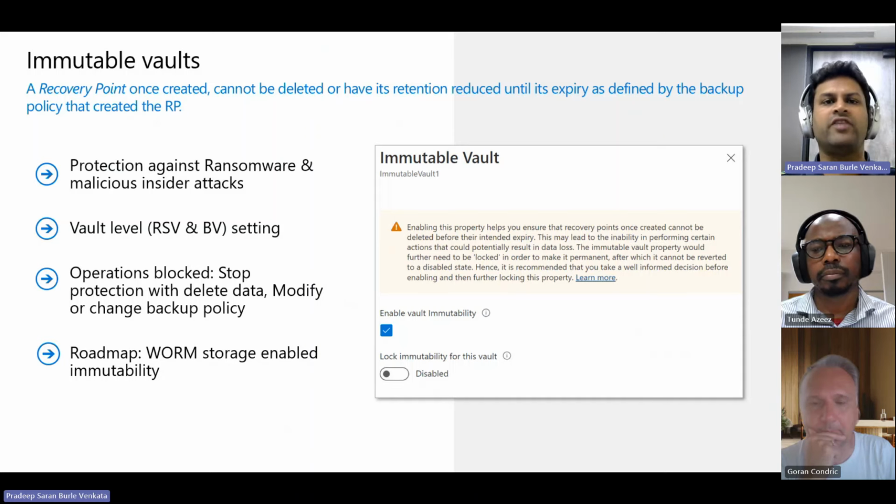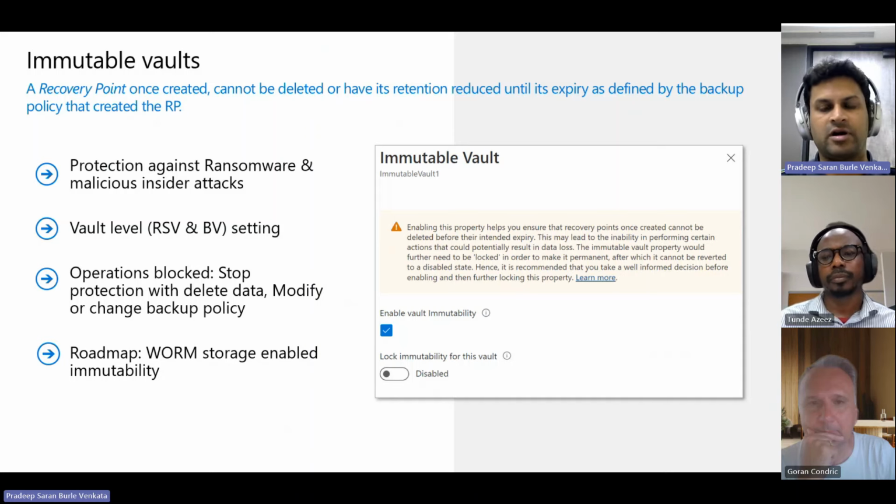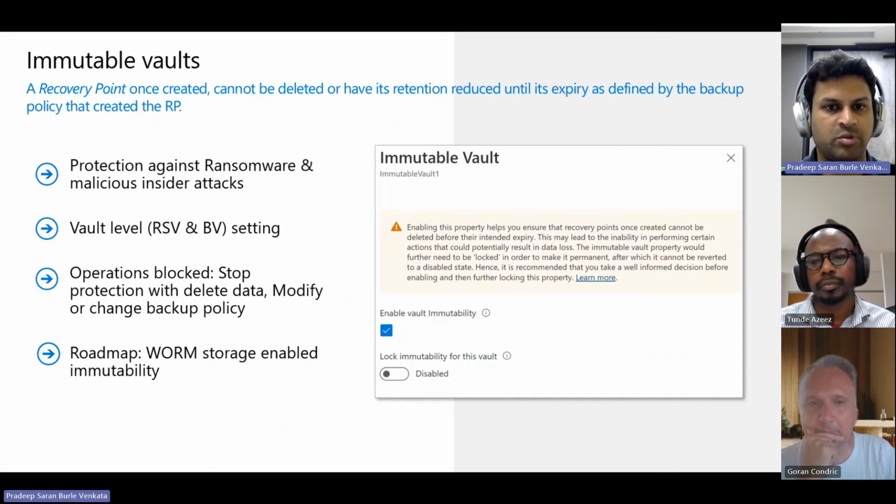And you also have MUA, which is multi-user authorization. You can provide additional RBAC access as to who can access, who cannot access, who can delete, and that kind of granular multi-user authorization capabilities on top of soft delete, immutable vaults, and so on.